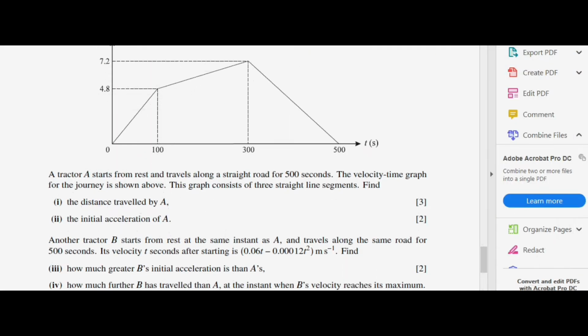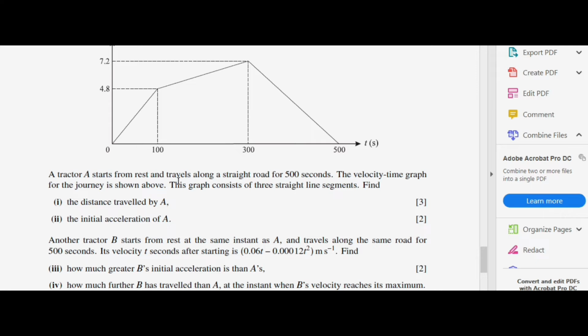Then it says another tractor B starts from rest at the same instant as A. So if A started at t is equal to 0, then B is also going to start at t is equal to 0, and it travels along the same road for 500 seconds. Its velocity t seconds after starting is 0.06t minus 0.00012t squared meters per second. Find how much greater B's initial acceleration is than A's.